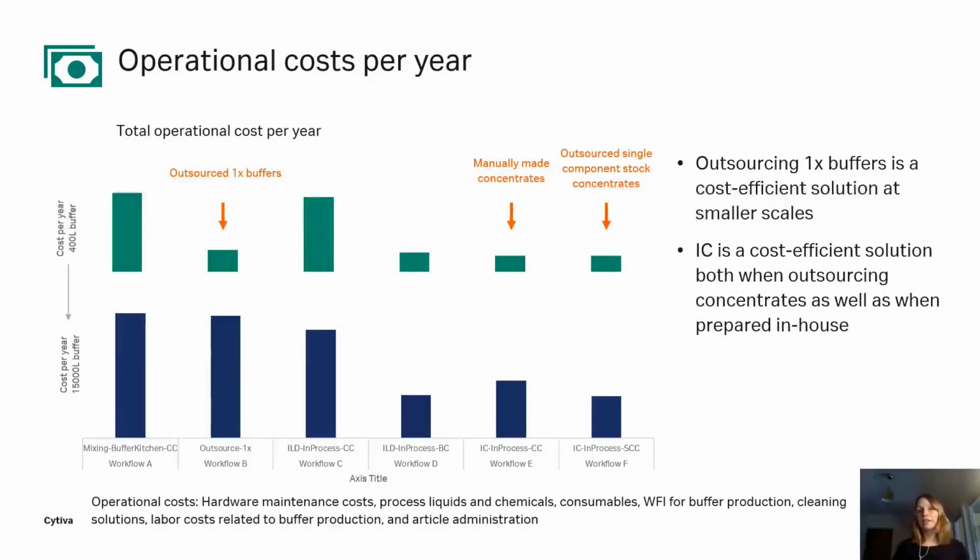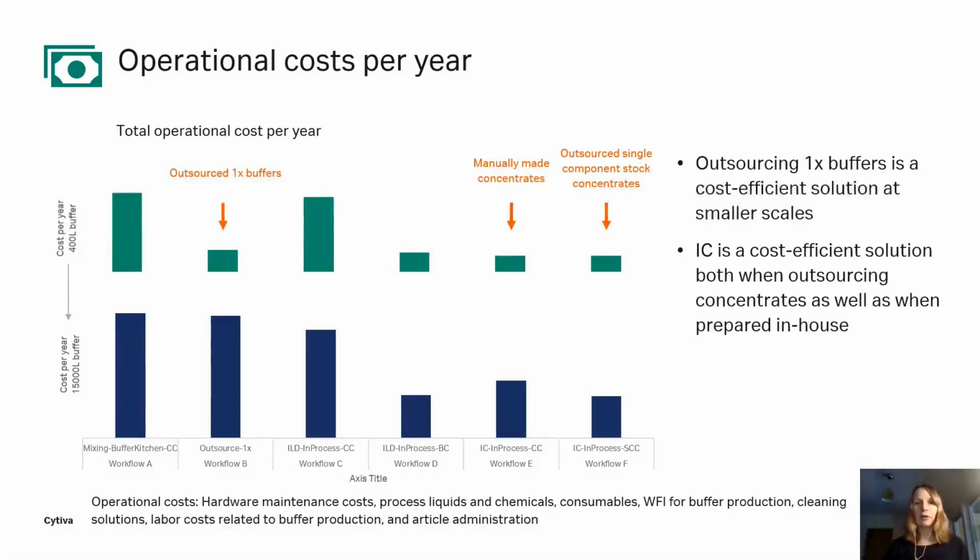So now we've considered how different buffer management solutions impact space, time, and cost. Let us continue and deep dive into the cost perspective. So on this slide, you can see the operational costs per year for different options at two different scales. 400 liters of buffers in green and 15,000 liters of buffers in blue. The operational costs cover everything except for the capex.